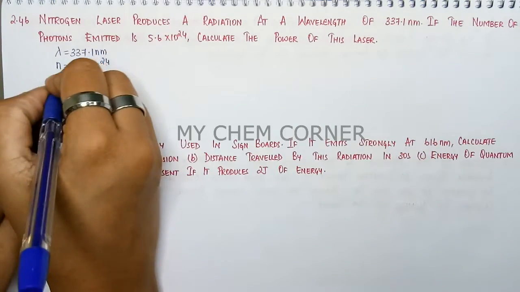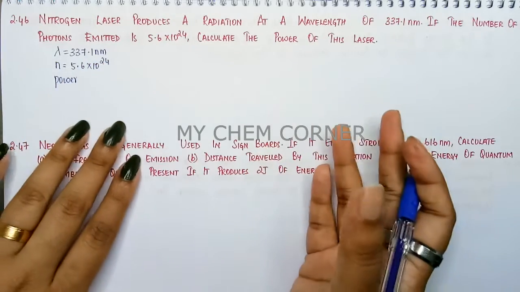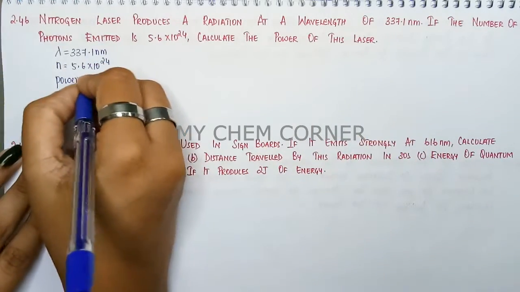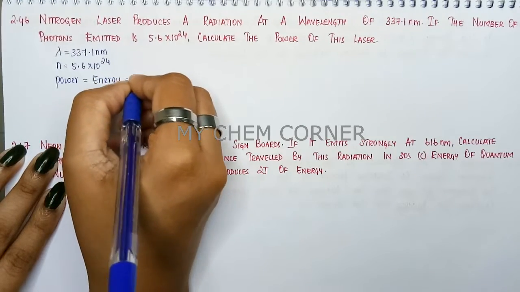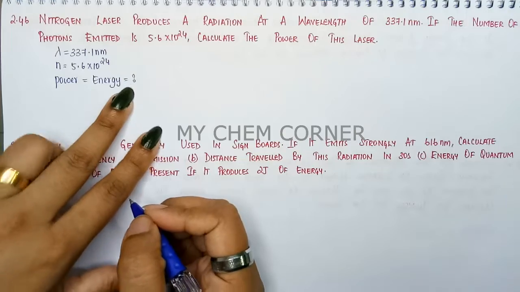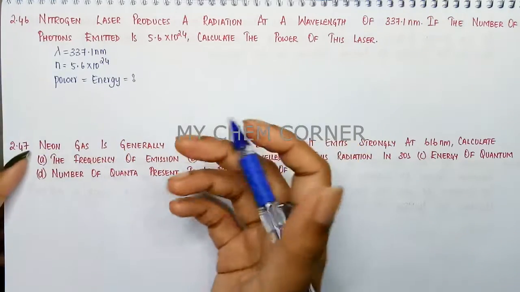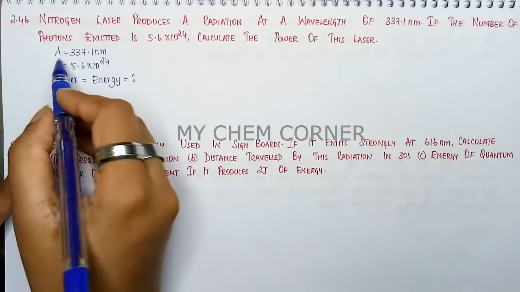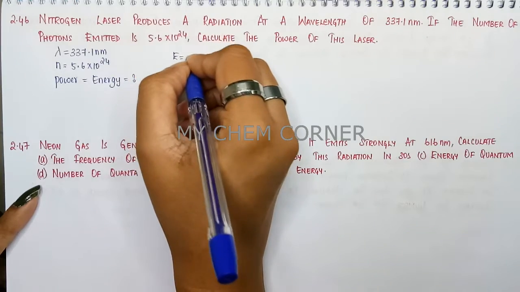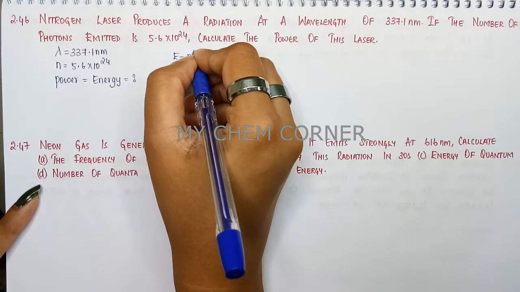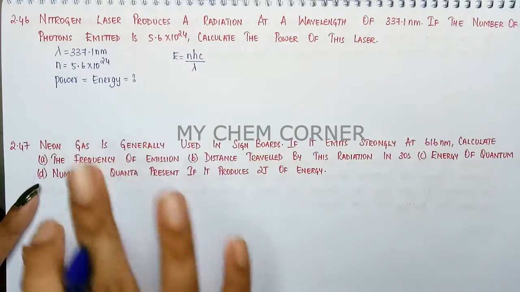So now when they are asking us to calculate power, basically it is a form of energy, right? So power can also be written as energy. So this is exactly what we have to find out. So now we need to bring an equation that has the relation between energy and wavelength. Simple equation we know, E is equal to nhc by lambda. Simple energy formula.